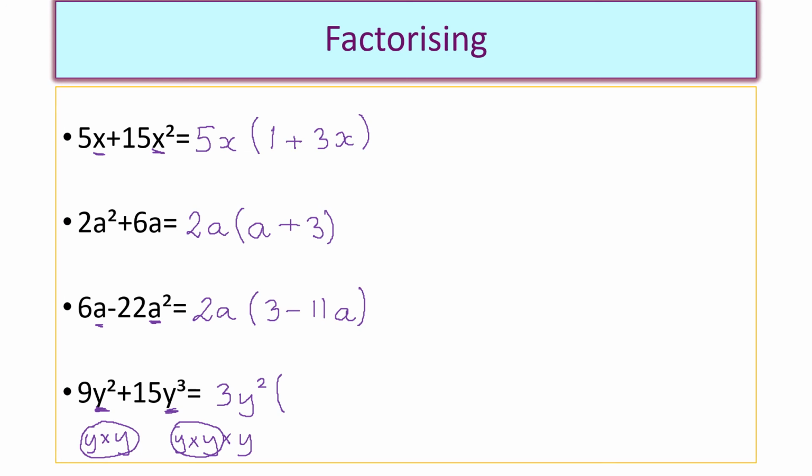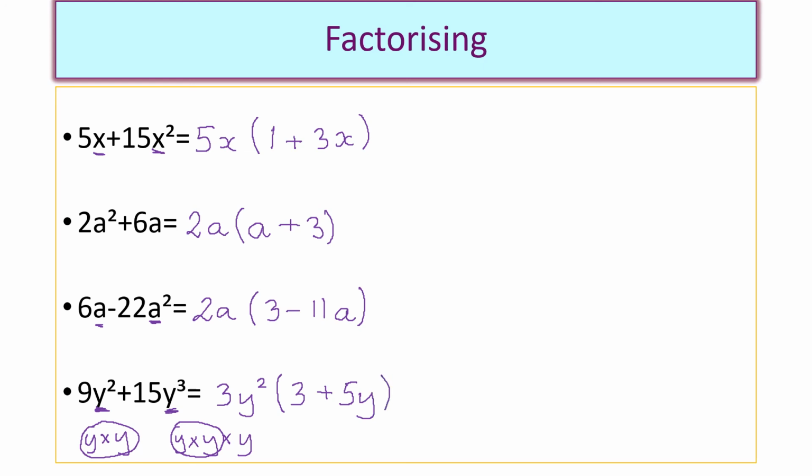So now 3y squared times what is 9y squared? That is 3. Now 3y squared times what is 15y cubed? That is 5. And notice there's y left in that second term, so I have 5y.